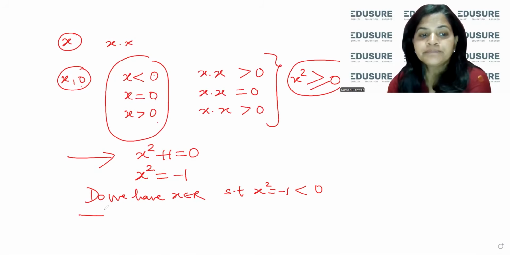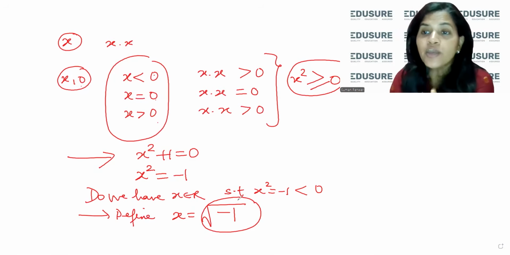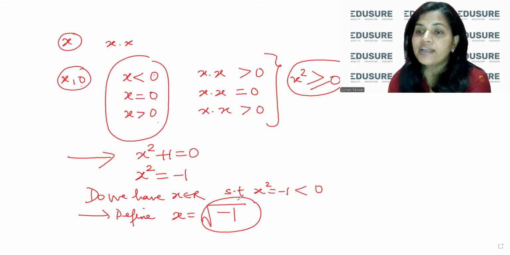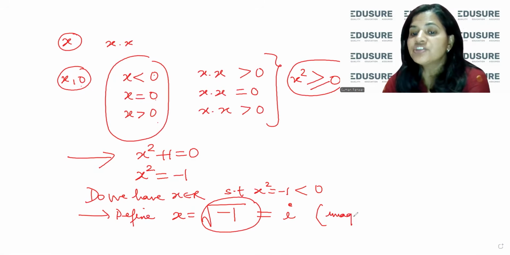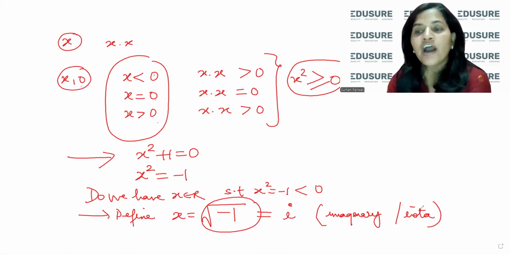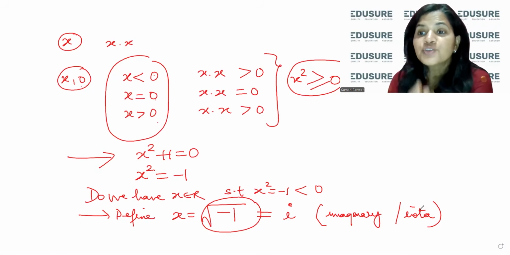We define x equal to the square root of minus 1. Now this is the square root of a negative number, which is never defined in real numbers. This is known as iota, denoted as i, and this is the imaginary number. Iota also means imaginary. So this is called iota. Okay, so let us now delve into the complex numbers.